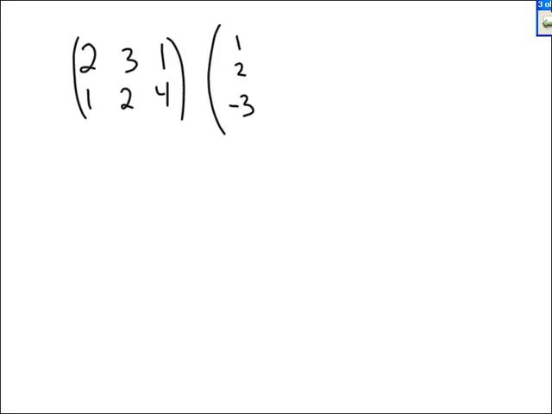So let's multiply two matrices. 2, 3, 1; 1, 2, 4, and this will be 1, 2, negative 3, 0; 1, 4, 2, 1; 5, 0, 0, 1.